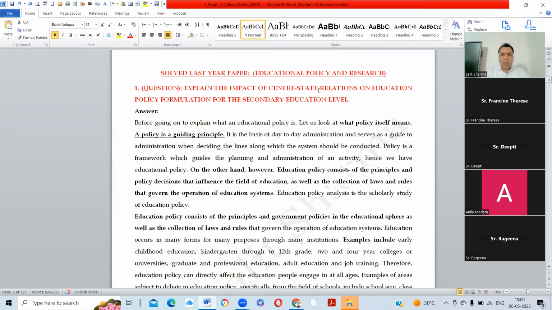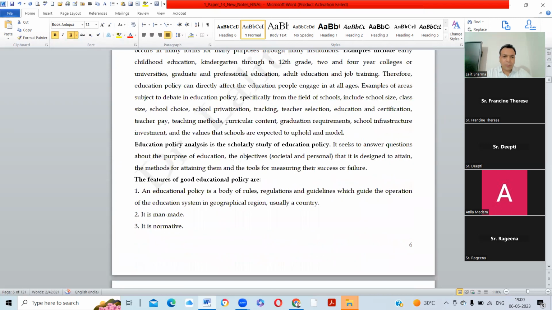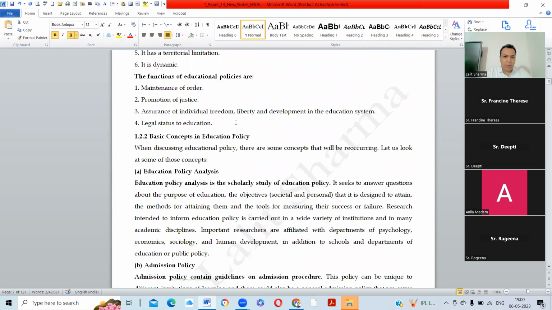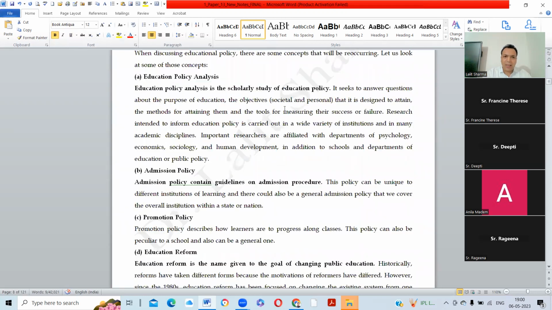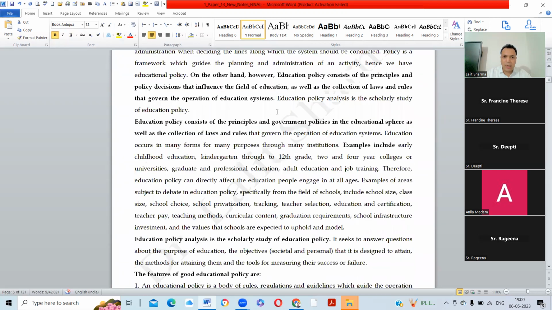So here you have to talk about center. The main thing is that center state relations on education policy, right? So you can see that. So you have to talk about all these things, center state relations and their impact on education policy. Okay, you can see that I have made a heading from here, and before that you can talk about the educational policy, right? Educational policy kya cheez hai? It consists of the principles and government policies in the education sphere as well as the collection of laws and rules. Okay, determined by the government, now made by the government, right?